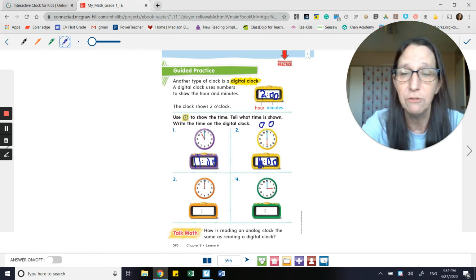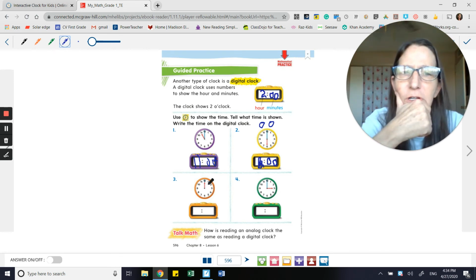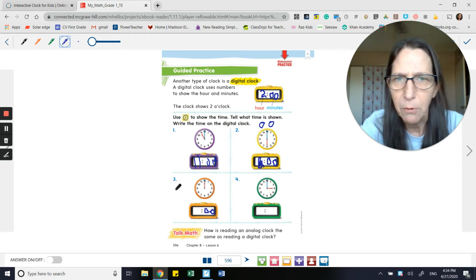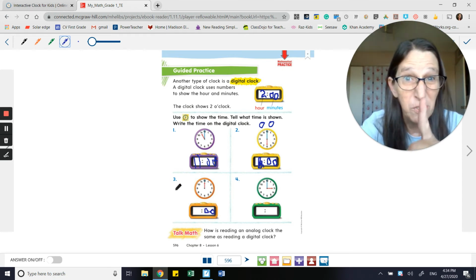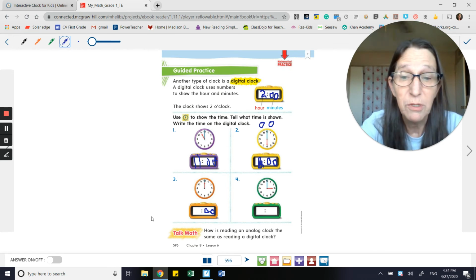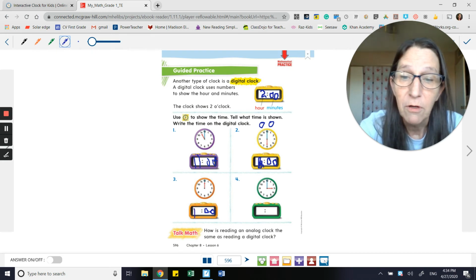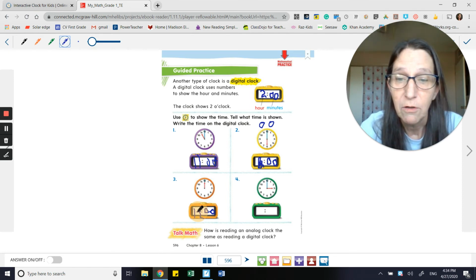Okay? Ooh, this one's kind of tricky. I see that my big hand's pointed straight up, so I know I need 0 and a 0. But where's my hour hand? Can you see it? Where's the hour hand pointed at? Yeah, it's pointed straight up at the 12 too, isn't it? So what do you think I need to write here? Exactly. 12 o'clock. You got it. It's kind of a bad 2, but you can see it there. 12 o'clock. Here we go.